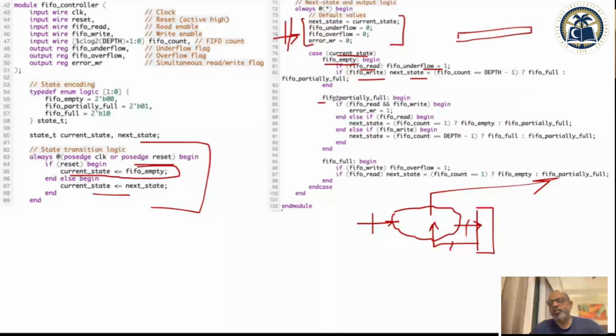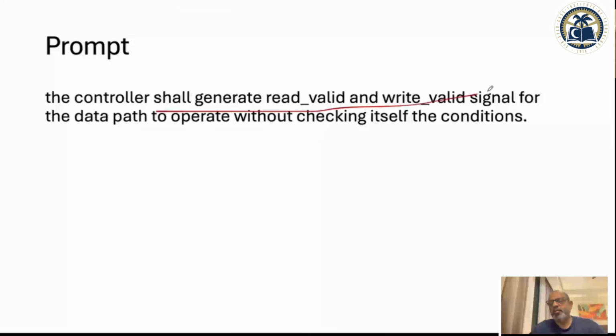It is the case where it is partially full and read and write. Somebody has asserted read and write, so generate the error. What is important is I asked that the controller shall generate read valid and write valid signals for the data path to operate without checking the condition itself. I don't want any intelligence in my data path. I want it to just get a signal: yes, you can read; yes, you can write. That's simple. So I asked for it, and it has done that.